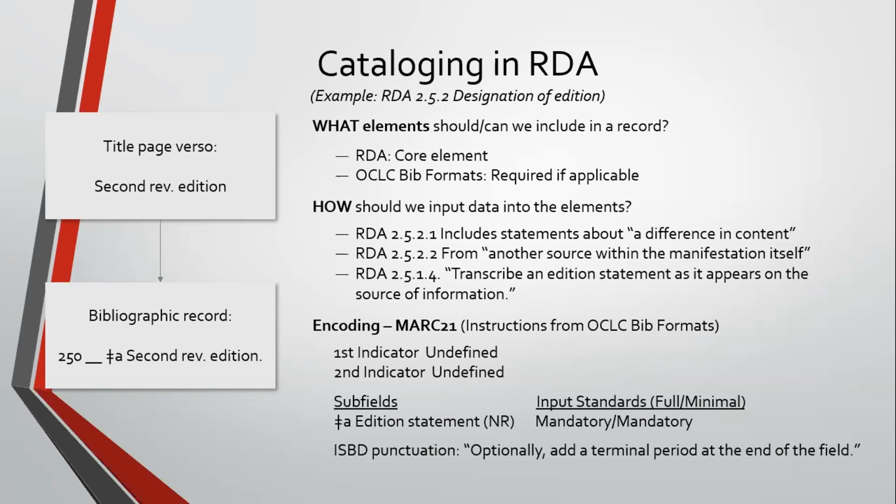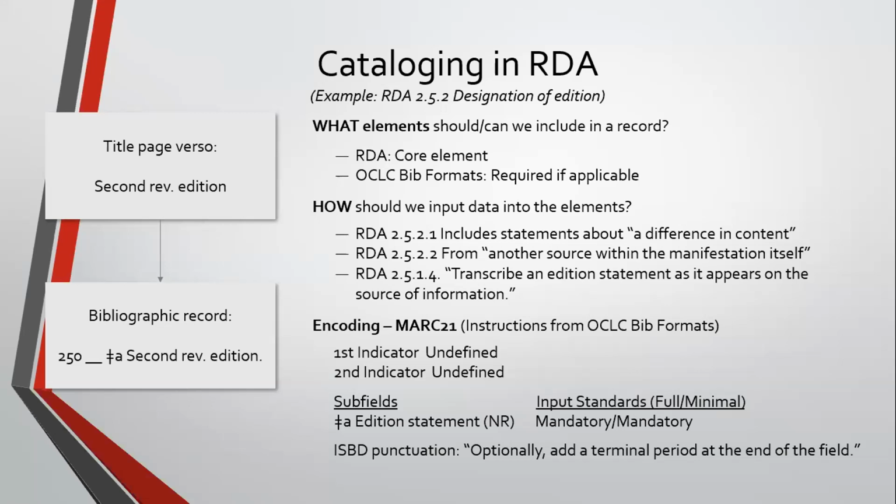Okay, so the statement does fit RDA's scope for designation of edition, so we can include it as that element. And even though it's presumably not from the same source as the title proper, which we're going to assume is on the title page, this is on the title page verso, it's still within the manifestation itself, so we do not need to record it in brackets, which in RDA we would only do for information that comes from outside the resource altogether.